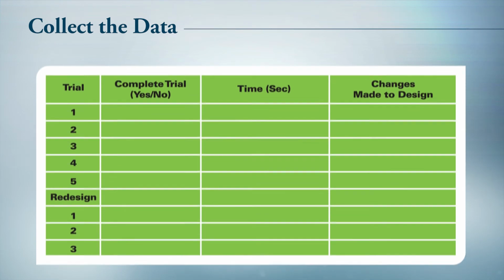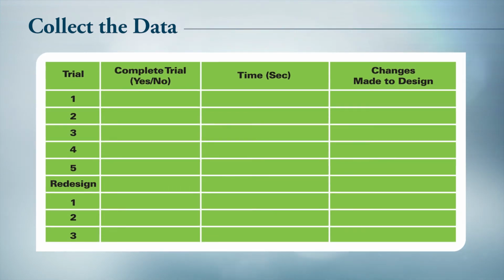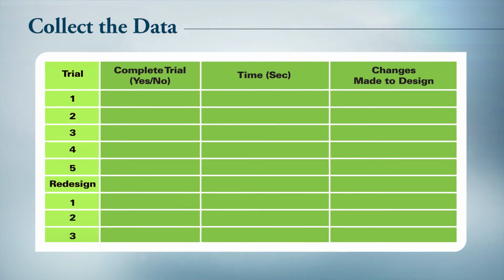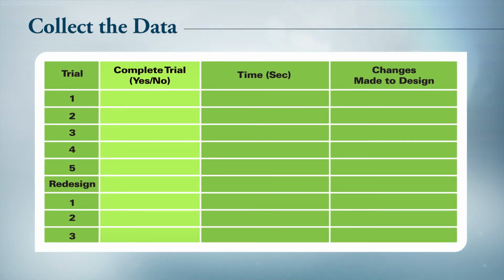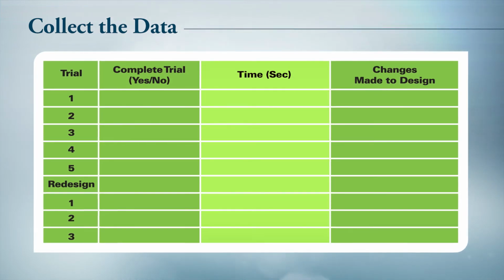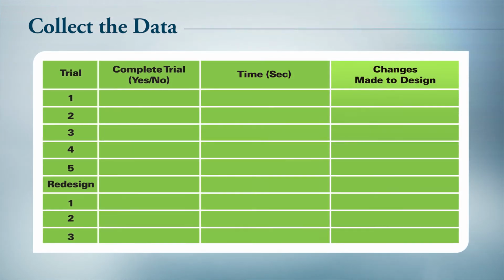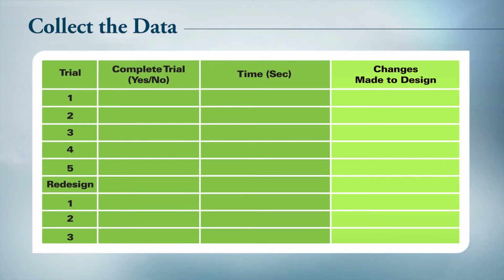Let's talk about the data that we're going to collect for a minute. This is an example of a data sheet that you could put in your journal. You're going to want to record what trial you're on, whether your marble made it all the way through the run or not, how long it took, and then after the run, the changes you made to the design.